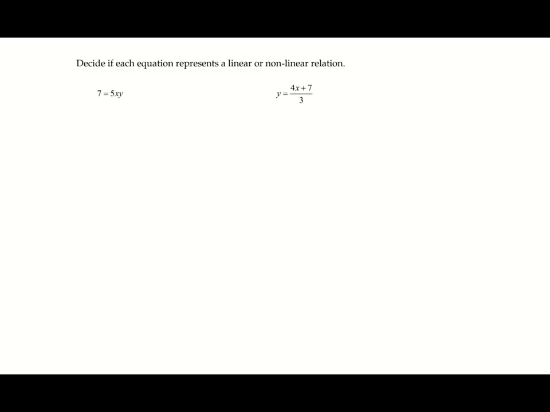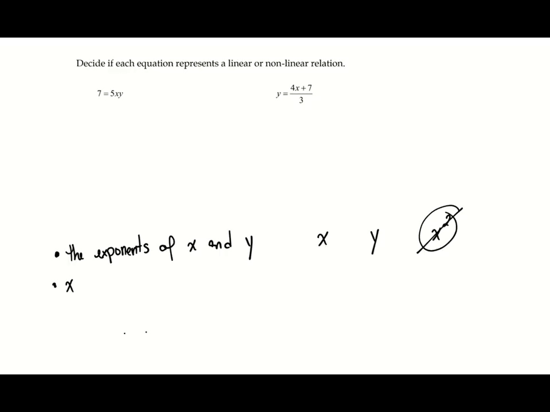Deciding if an equation represents a linear or nonlinear function was done by looking at 3 different factors. So in order to be linear, you had to follow 3 rules. The exponents of x and y had to be 1. So a plain old x, a plain old y was okay, but something like x squared would not be okay. We also had a rule that x and y can't be multiplied together.